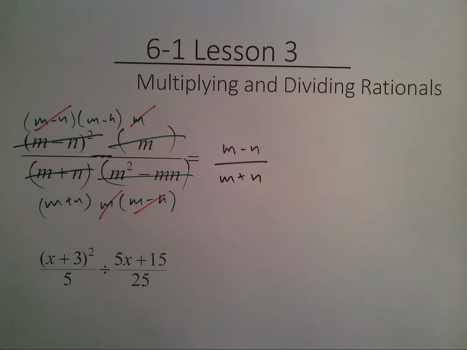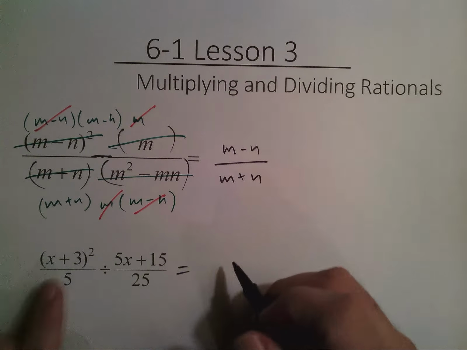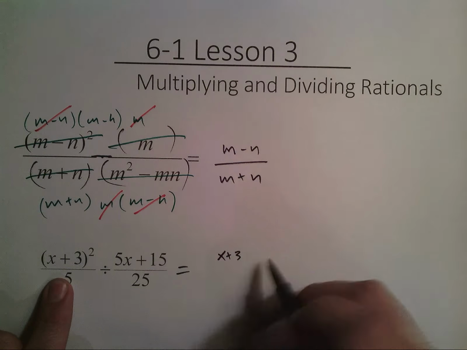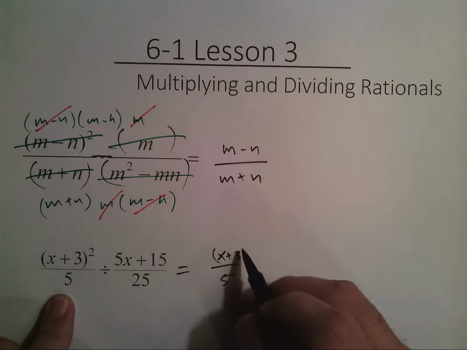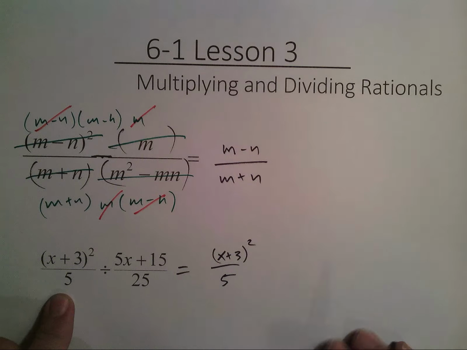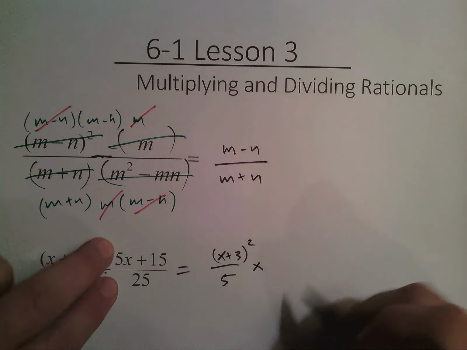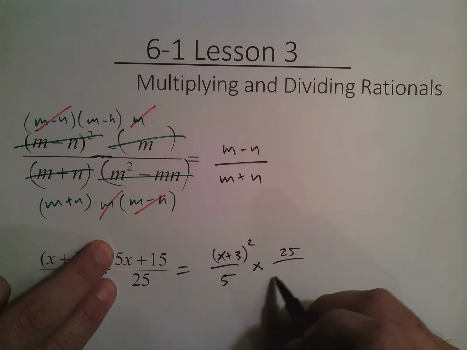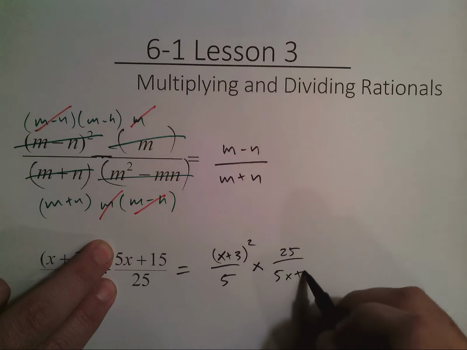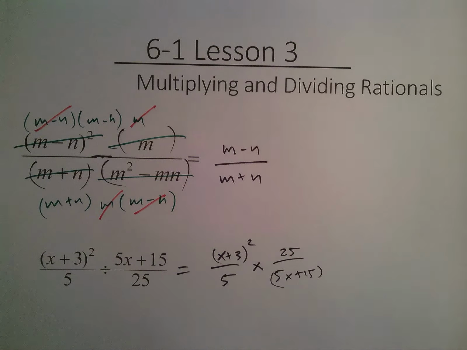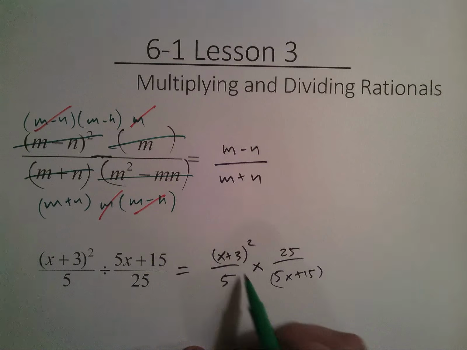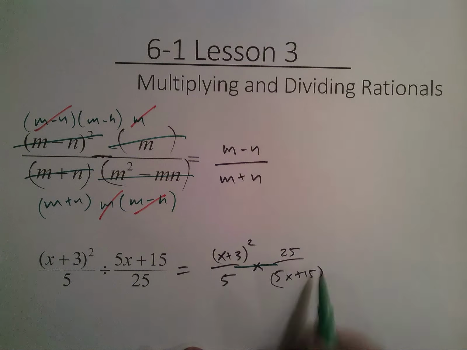So first things first, whenever you see division, rewrite it. So this is going to be x plus 3 squared over 5. Instead of division, I'm going to make it multiply, and I flip the very next thing, 25 over 5x plus 15. Alright, so now, just remember, it's multiplication. There's only one top, and everything's multiplied, and one bottom, and everything's multiplied.